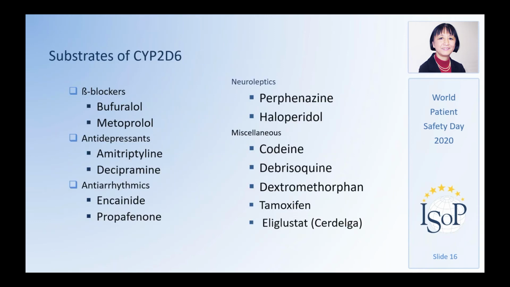Here are shown the substrates of 2D6. There are beta blockers, antidepressants, antiarrhythmics, neuroleptics, and also drugs like analgesic products, and even anti-cancer drugs like tamoxifen, and also a relatively new drug, eliglustat, which is used for a rare disease, Gaucher disease.